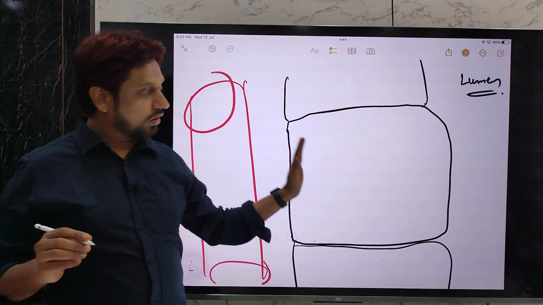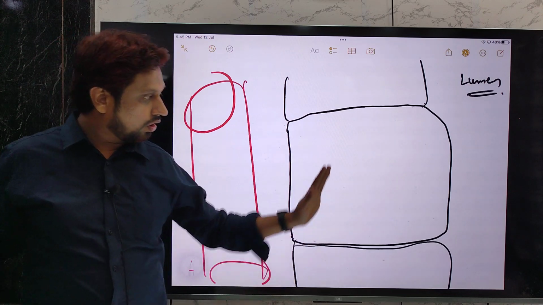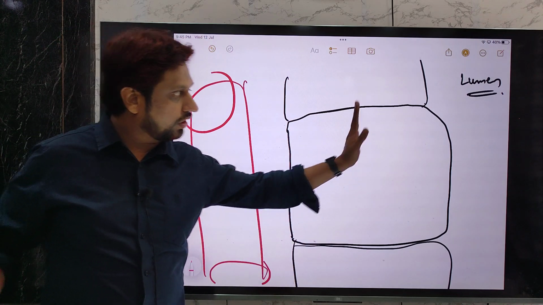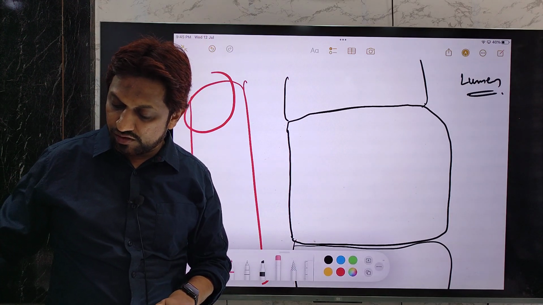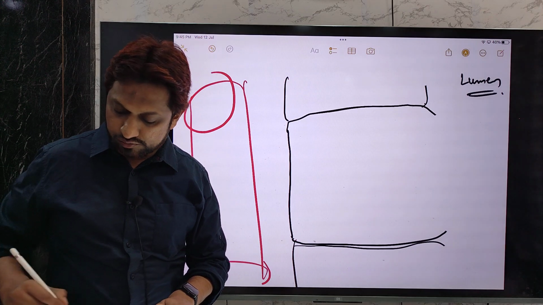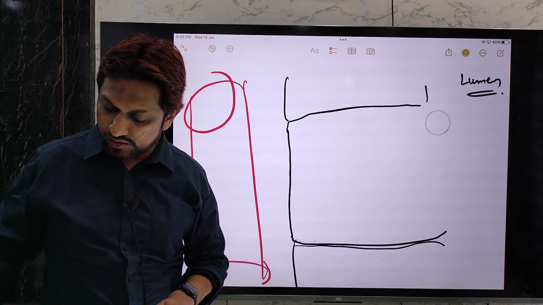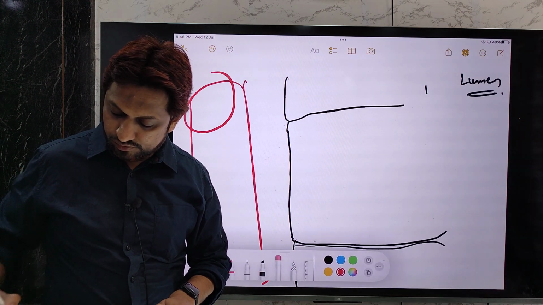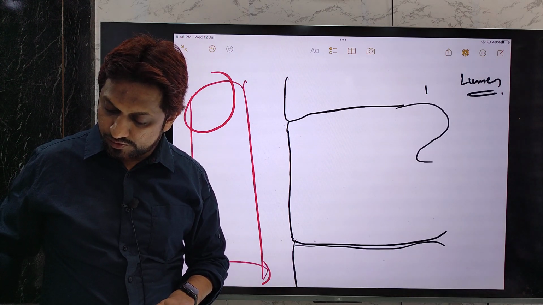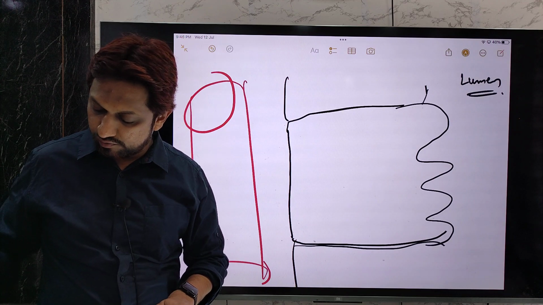Now these epithelial cells on the luminal surface will have a brush border. They will have the appearance of a brush border. So let me draw that brush border like this. It will be like this brush border type, like microvilli.